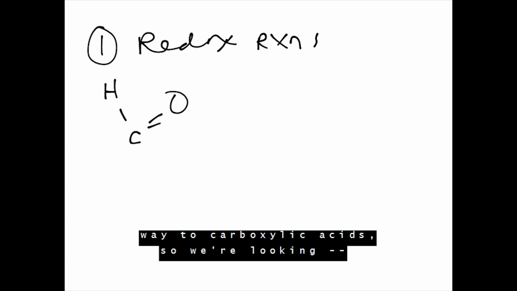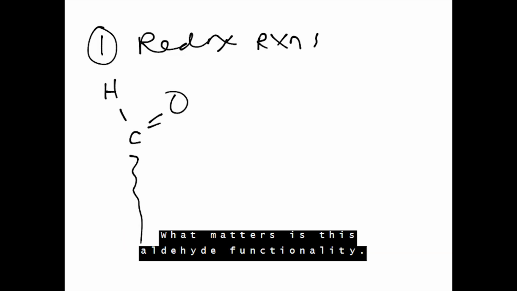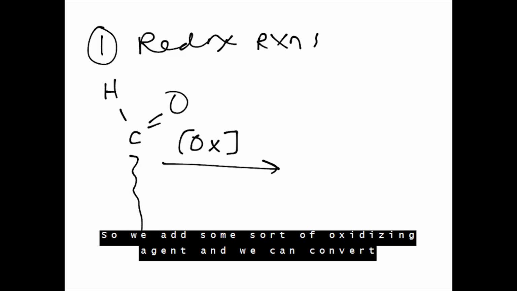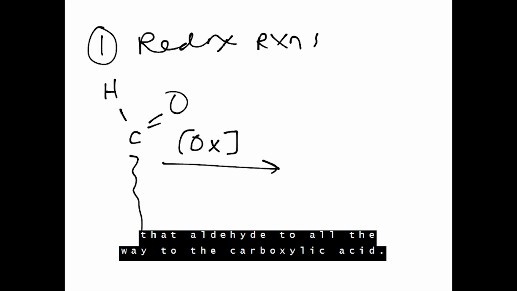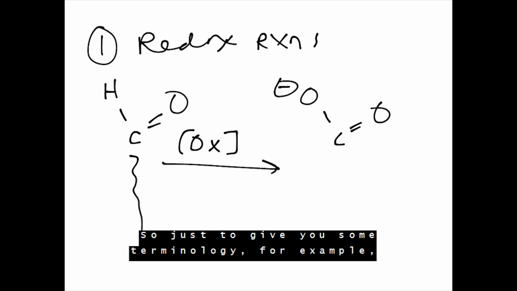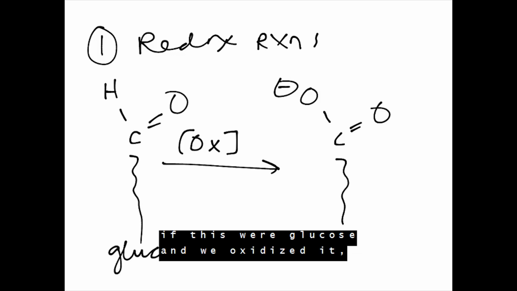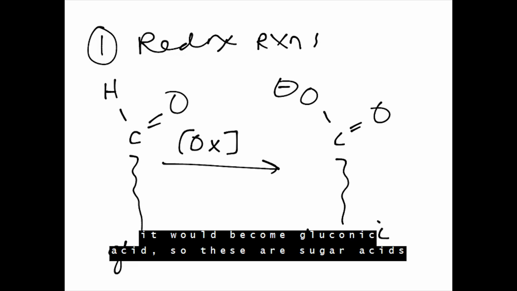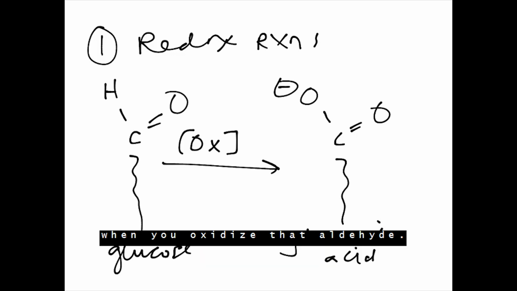So this is some sugar, and this can be the rest of the sugar, whatever it is. What matters is this aldehyde functionality. So we add some sort of oxidizing agent, and we can convert that aldehyde all the way to the carboxylic acid. So just to give you some terminology, for example, if this were glucose and we oxidized it, it would become gluconic acid. So these are sugar acids when you oxidize that aldehyde.